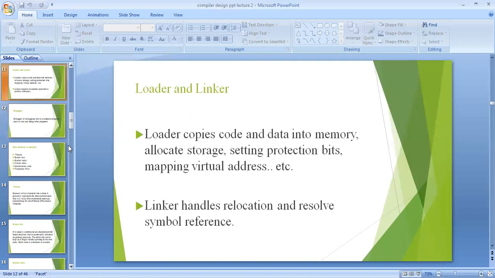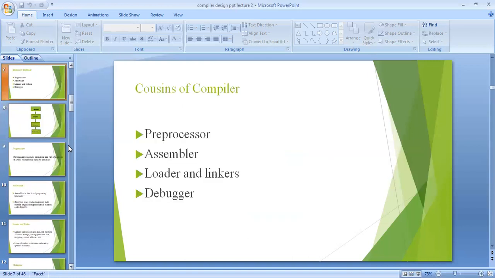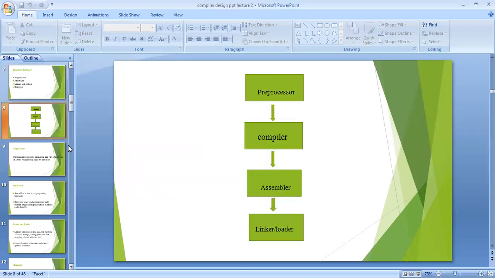So these are the cousins of the compiler. We can say these are the parts of the compiler that are used in the compilation of a program. Firstly, we take input from the preprocessor. After taking input from the preprocessor, we give this input to the assembler, in which the assembler changes the code into assembly language. After changing this into assembly language code, we load this code in memory. After loading, we debug our test. Is it correct or not? So these are the processes or cousins of the compiler that are used in the compilation process.